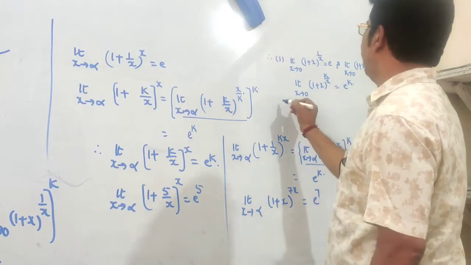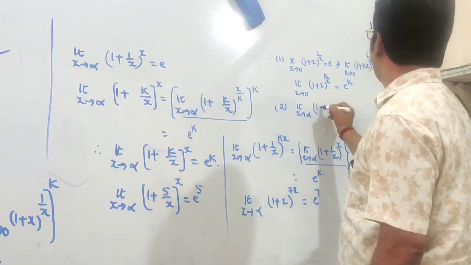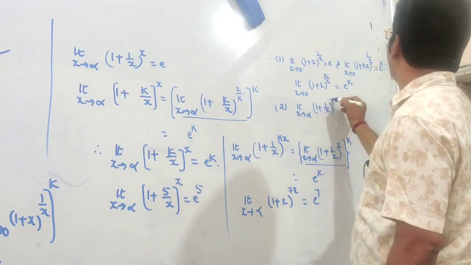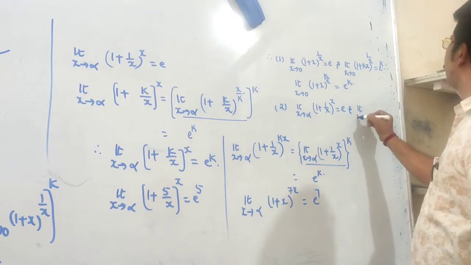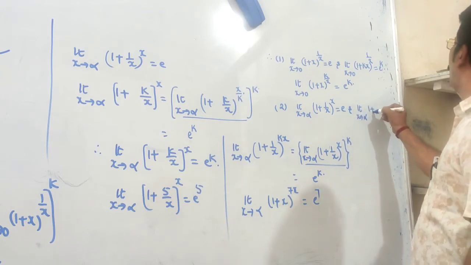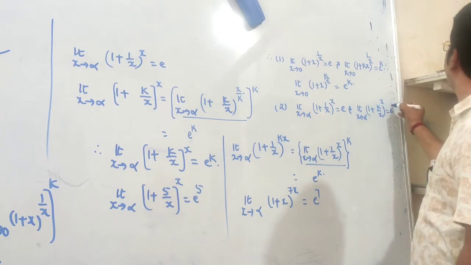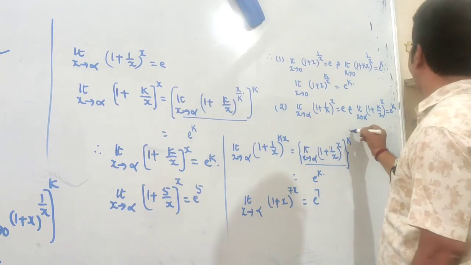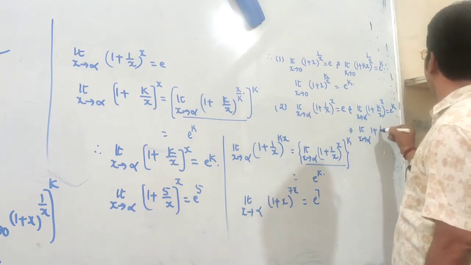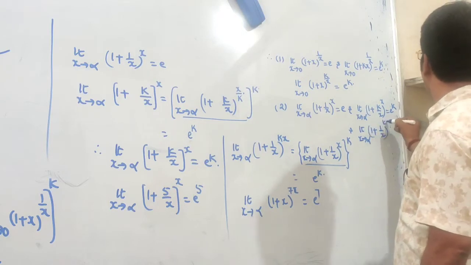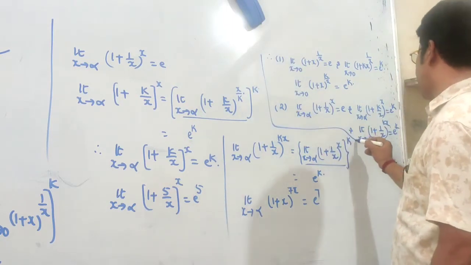Next, limit x tends to infinity, (1 plus 1 by x) whole to the power of x equal to e, and limit x tends to infinity, (1 plus k by x) whole to the power of x equal to e power k, and limit x tends to infinity, (1 plus 1 by x) whole to the power of kx is also e power k. So this is the inference.